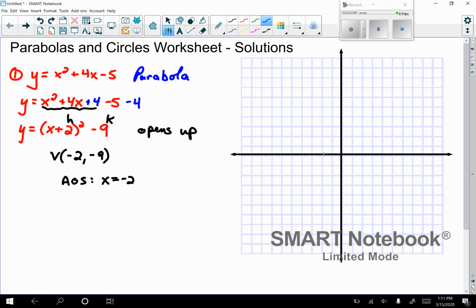So here I'm going to graph the vertex -2, -9, which is down here. Because a is a +1, I'm going to move over 1, up 1 on either side, over 2, up 4. And then there's enough points to graph the parabola. And then showing again the axis of symmetry would be the line x equals -2.